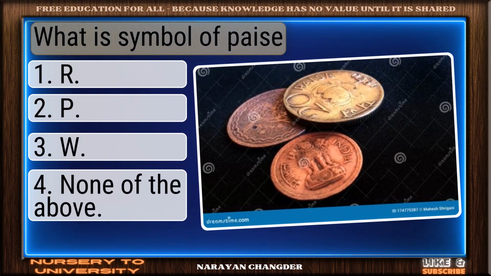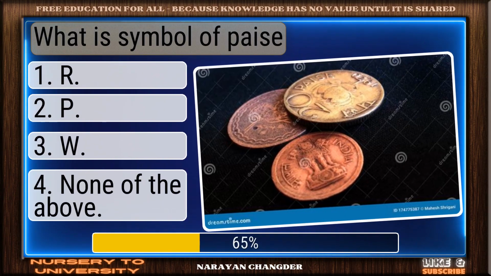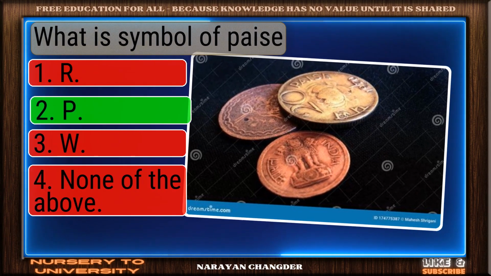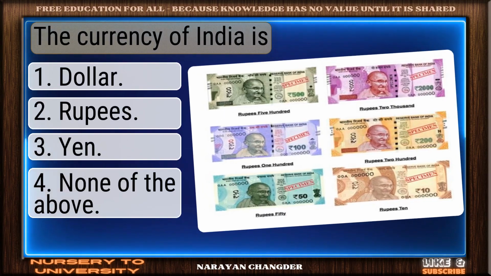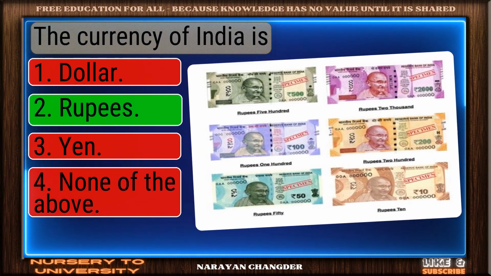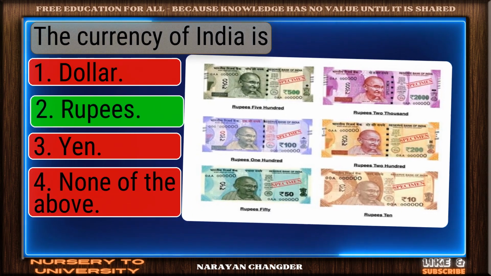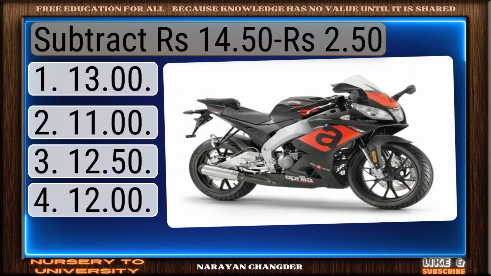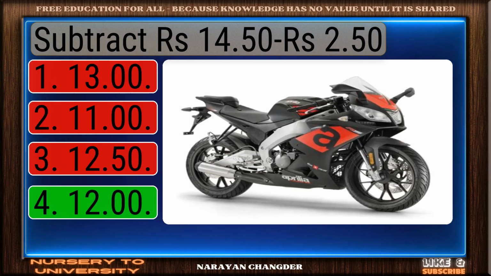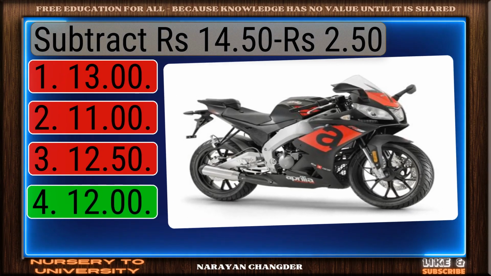What is the symbol of Paise? Correct response. P is the most accurate answer. The currency of India is? Nice selection. Rupees is the correct and valid answer. Subtract Rs 14 from Rs 100. Valid point. 86 is true.